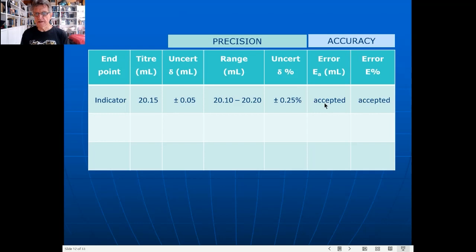Now I'm calling that the accepted value. We're comparing it to phenolphthalein as the accepted indicator for the endpoint, and the error as a percent. I'm just saying whatever it is, it's the accepted value.